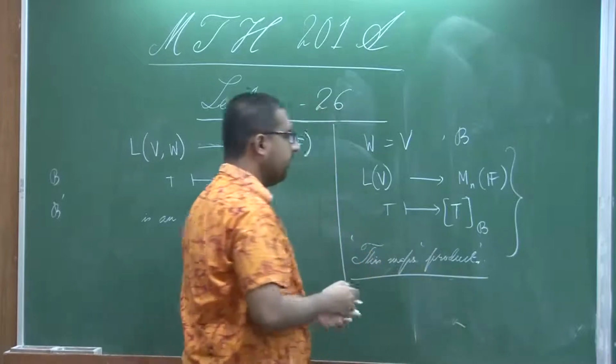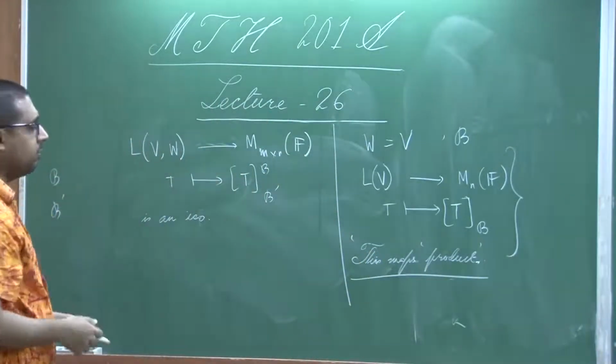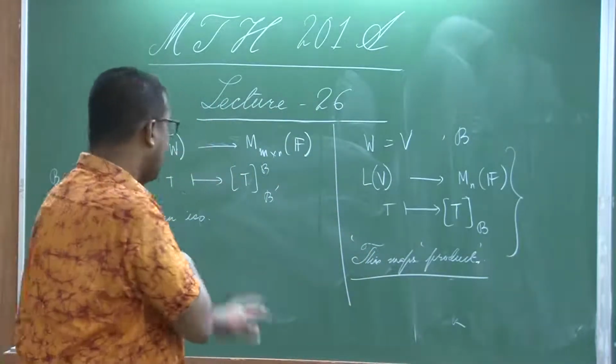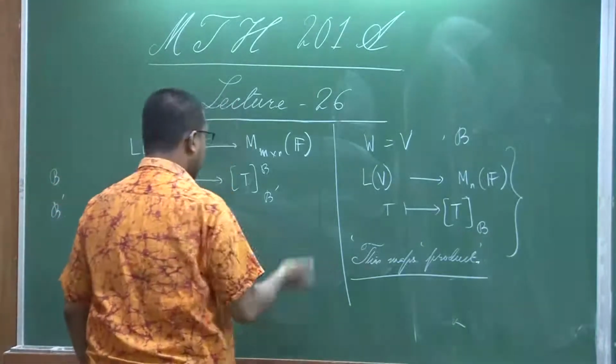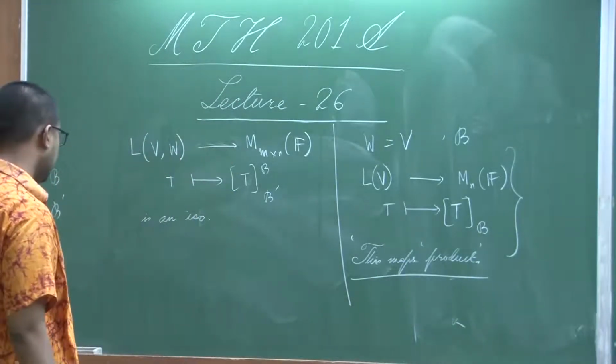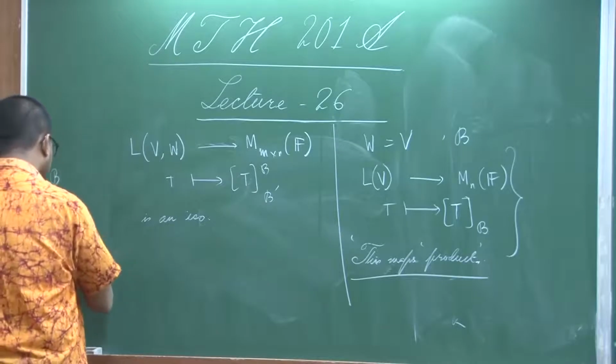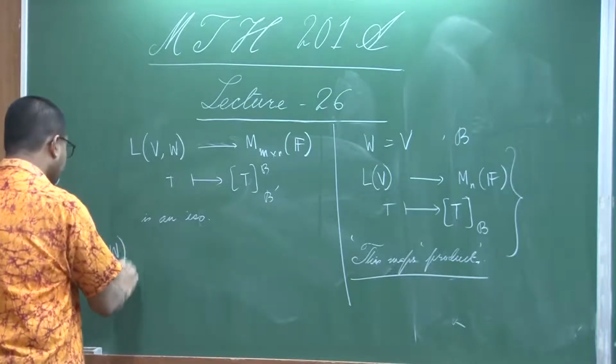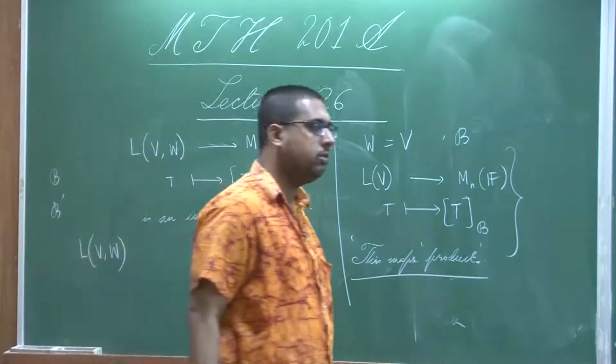So, that is the meaning of calling it, it preserves the product. I should have mentioned that earlier, but yeah. Now, let us get back to this. So, L(V, W) is the vector space of all linear maps from V to W.